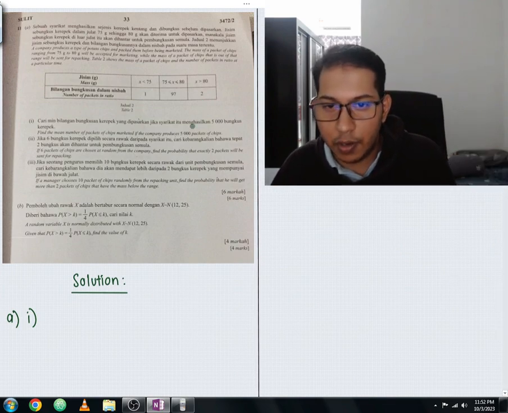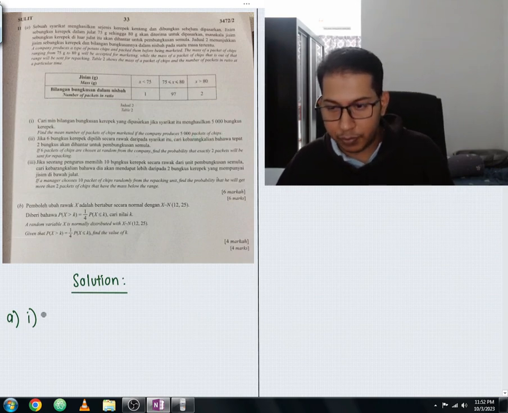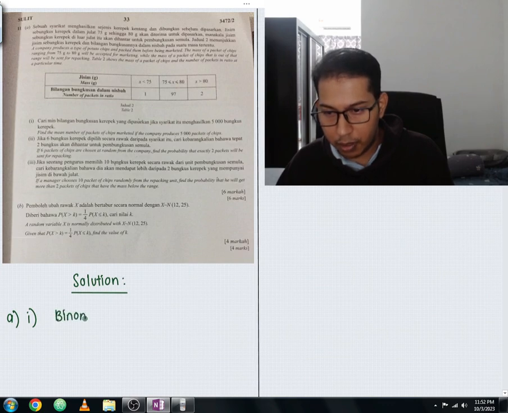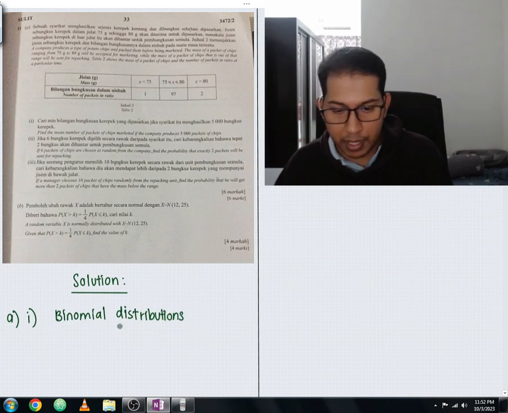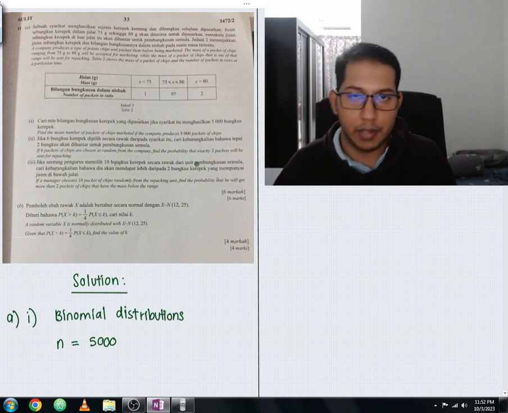So in the question, they already asked us to find the mean number of packets of chips marketed if the company produces 5,000 packets of chips. So from here we know that in this question we are literally discussing binomial distributions. Within this binomial distribution, our number of trials will be 5,000 packets of chips.